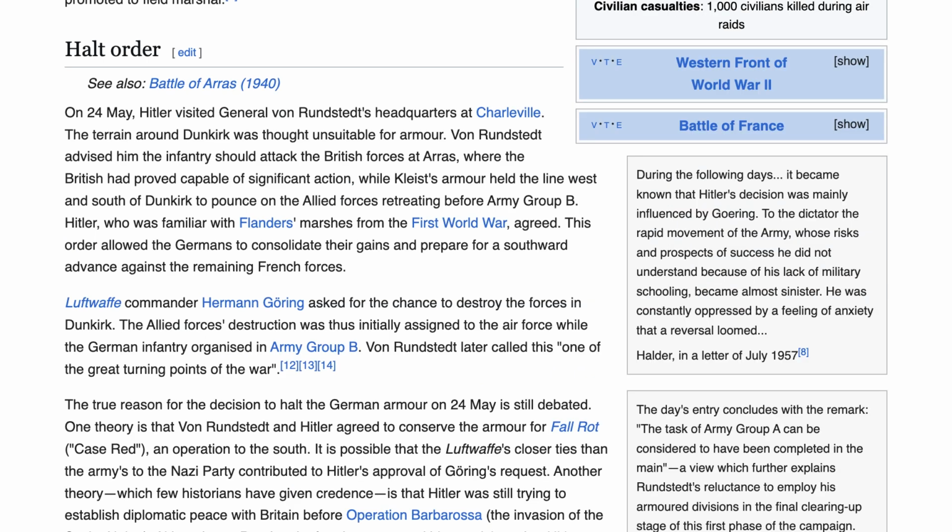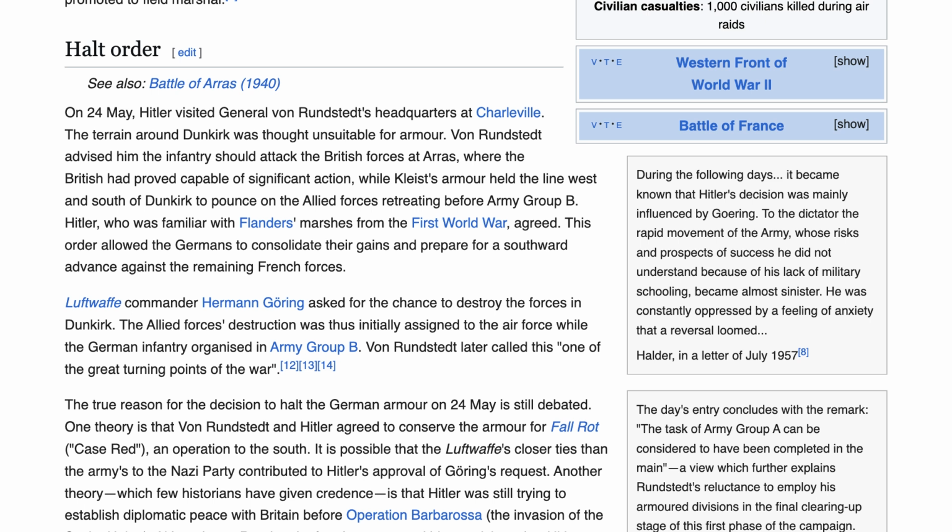Halt Order. During the following days, it became known that Hitler's decision was mainly influenced by Göring. To the dictator, the rapid movement of the army, whose risks and prospects of success he did not understand because of his lack of military schooling, became almost sinister. He was constantly oppressed by a feeling of anxiety that a reversal loomed. The day's entry concludes with the remark, "The task of Army Group A can be considered to have been completed in the main," a view which further explains Rundstedt's reluctance to employ his armored divisions in the final clearing-up stage of this first phase of the campaign.